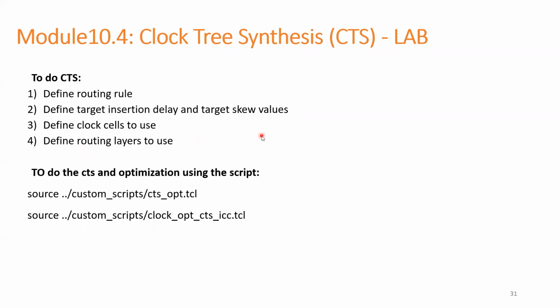Routing layers we need to define. It should be above M5 only. These layers will have less resistance, so it is always good to route the clock nets in upper layers.